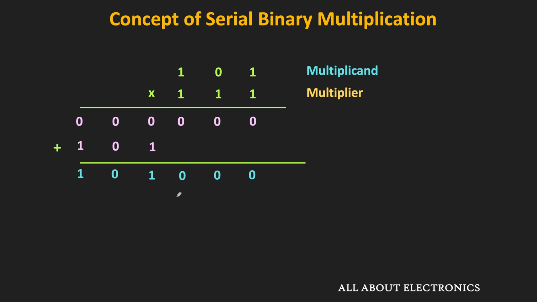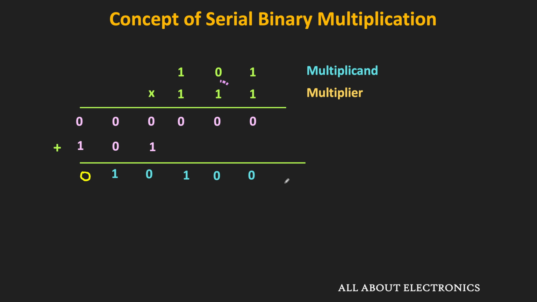101000. Now this result will be shifted to the right side by a 1 bit position. After the right shift operation, at the MSB we will have 0, and the bit which was earlier at the LSB position will go outside. So basically here we will consider only 6 bits.